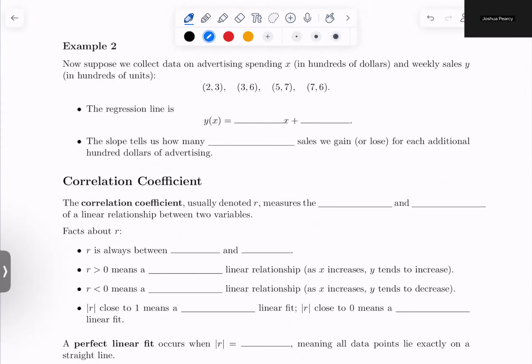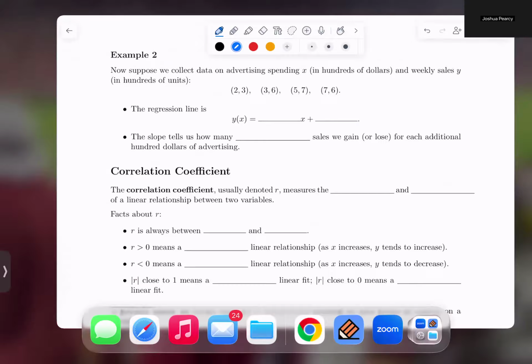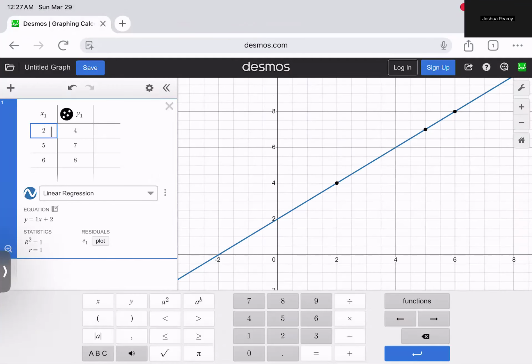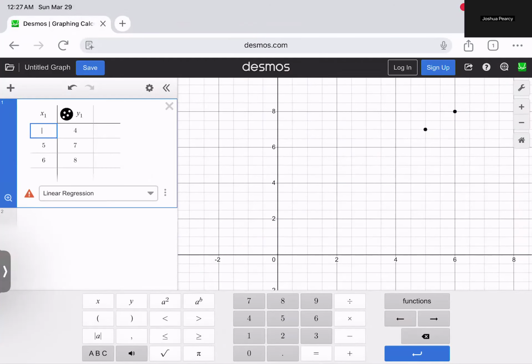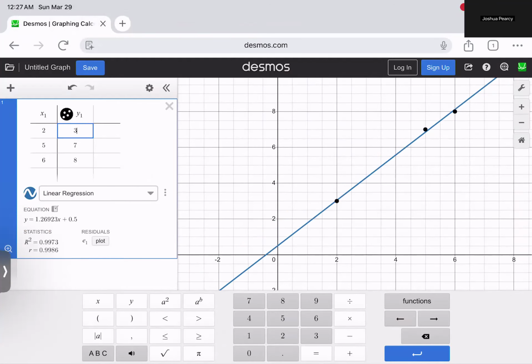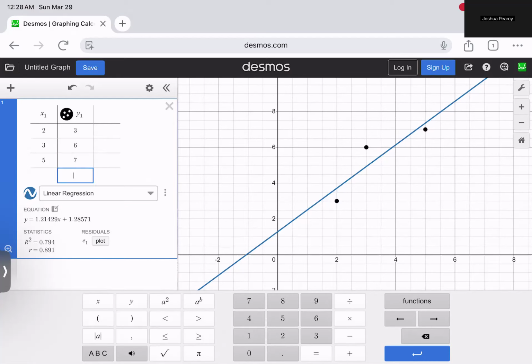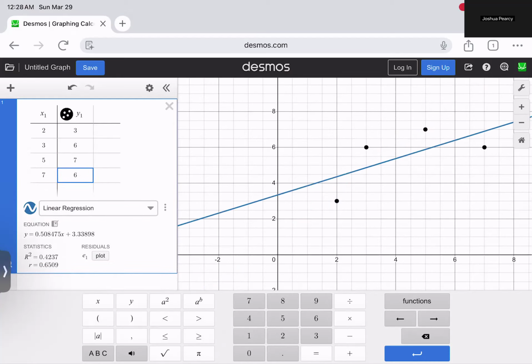So something that you can do is this. Since you already have this table in here, what you can do is just change the values that are in the table. So I'm going to change it to the new ones I have now. My first ordered pair is 2, 3. My second ordered pair is 3, 6. My third ordered pair is 5, 7. And my fourth ordered pair is 7, 6.